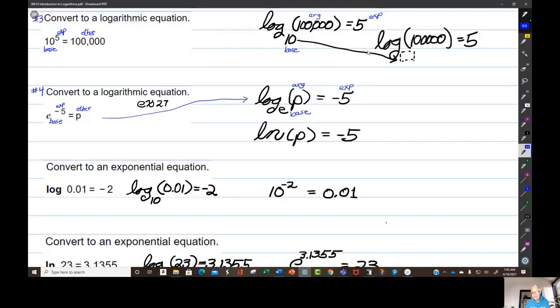But this is another case like this. Log base e is used in the sciences all the time. You'll see that on the very last day of class. Well, the last day of doing new material. Because of that, and because log was already taken, someone decided to call this the ln, the natural log. So log base e is ln. So log base e of p is going to be the ln of p equals -5.